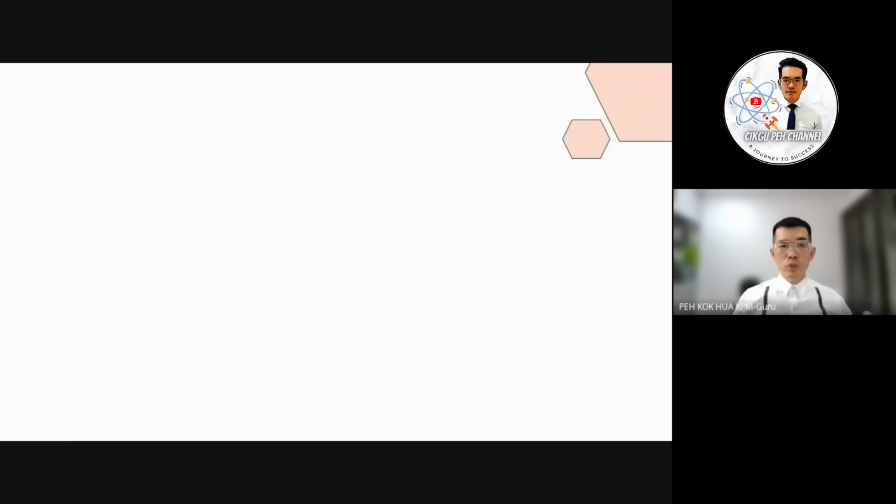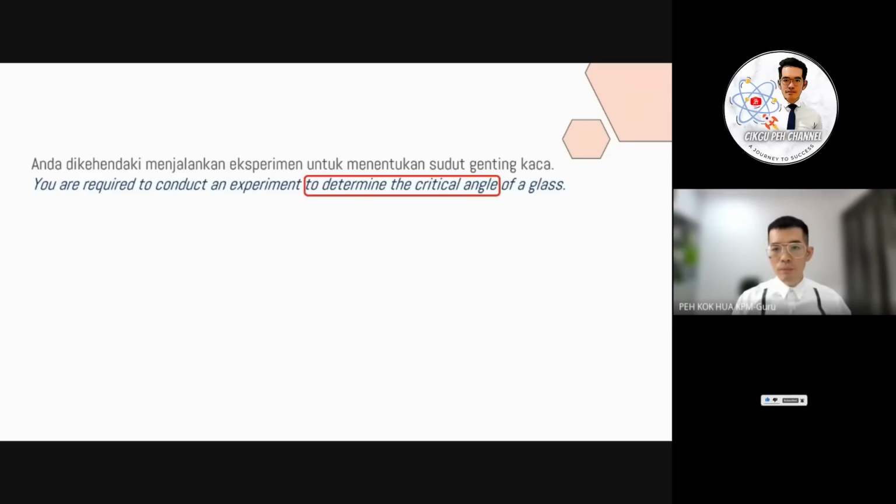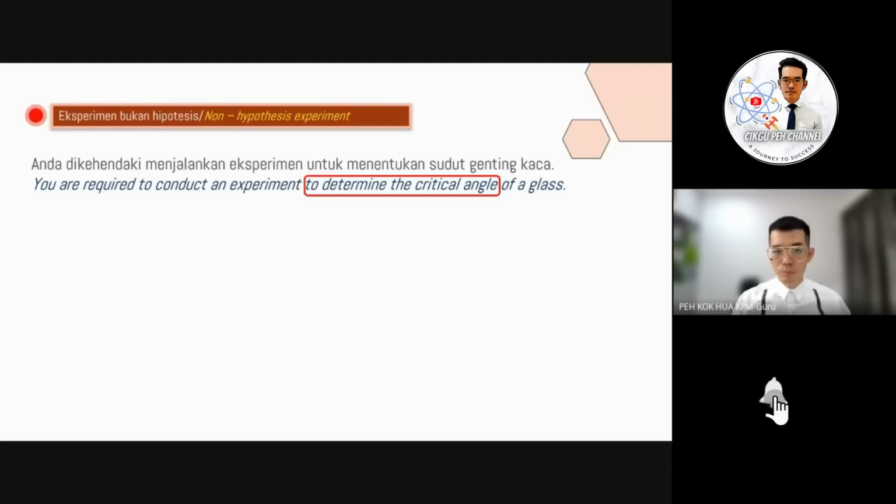As mentioned just now, there are two things you need to identify. First is the type of the question, whether that is a Tugasan Amali berpandu or Tugasan tidak berpandu. Second is the type of the experiment, whether that is a hypothesis experiment or non-hypothesis experiment. Here you are required to conduct an experiment to determine the critical angle of the glass. To determine the critical angle, there is no manipulated variable. As I mentioned just now, if there is no manipulated variable or responding variable involved, this will be a non-hypothesis experiment.